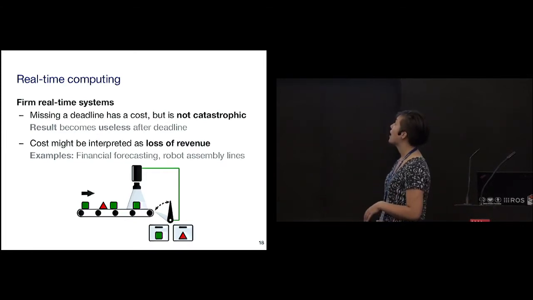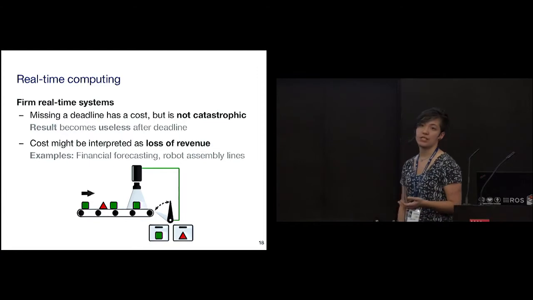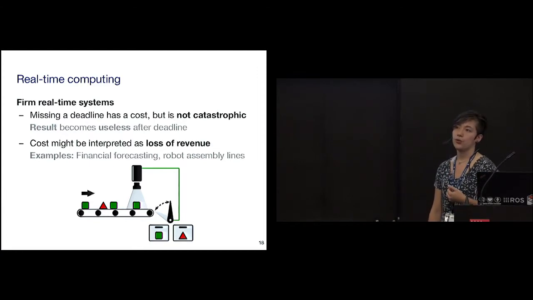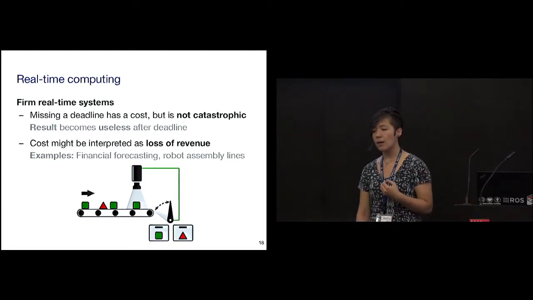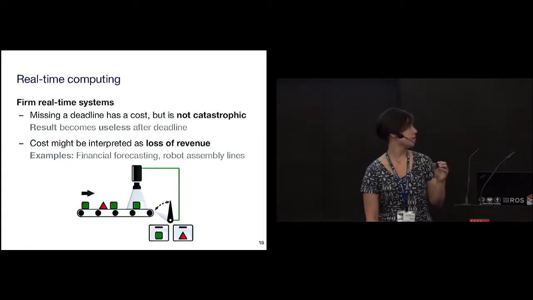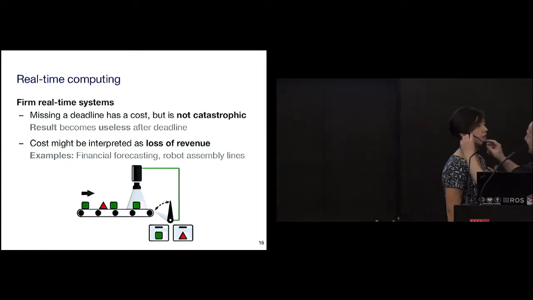So the third category is firm real-time systems, where you may miss a deadline, and you're going to discard that.